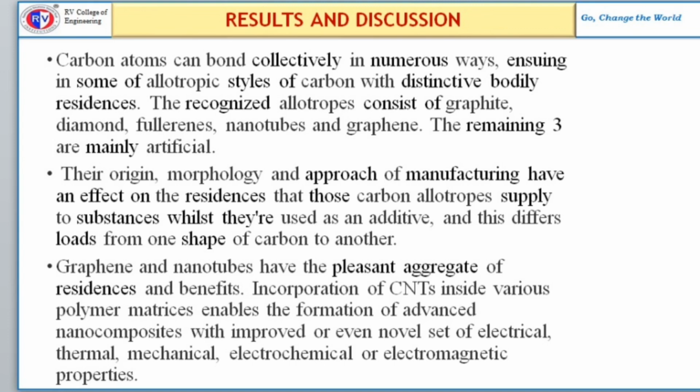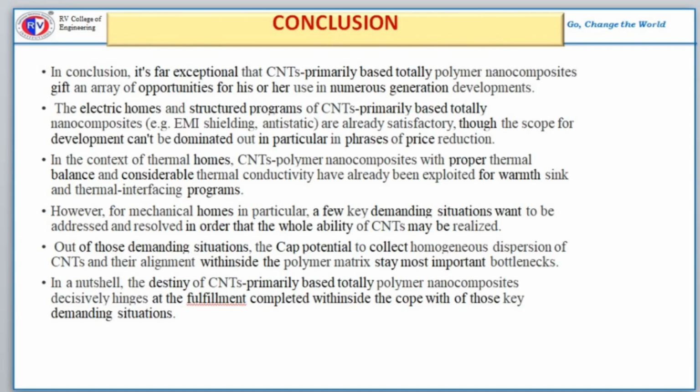Graphene and nanotubes have the best combination of properties, and the incorporation of CNTs inside various polymer materials enables the formation of advanced nanocomposites with improved or even novel sets of electrical, thermal, mechanical, electrochemical, and electromagnetic properties. Next, here we can conclude.